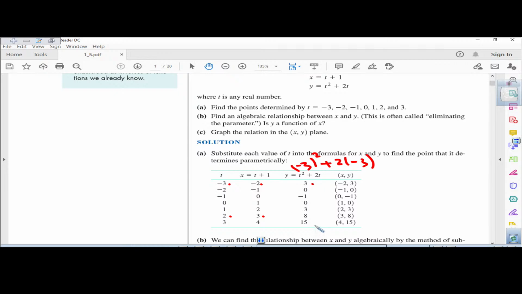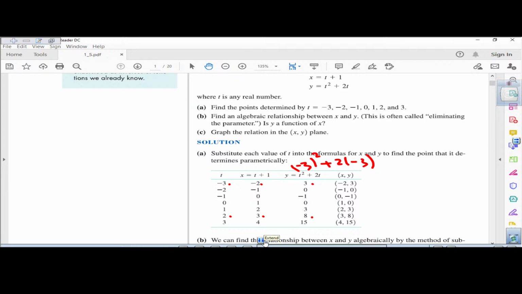4. And then 2 minus 2 times 2, which is 4. So 4 plus 4 is 8. And then they just wanted you to set it up as x and y. So what was the x? It was 3. What was the y? It was 8. Okay.